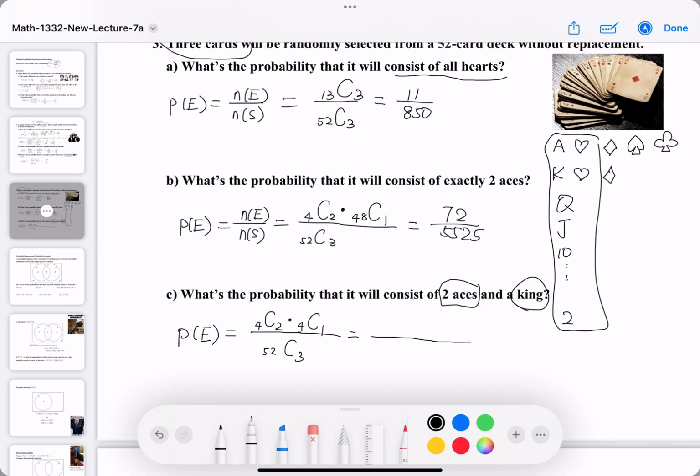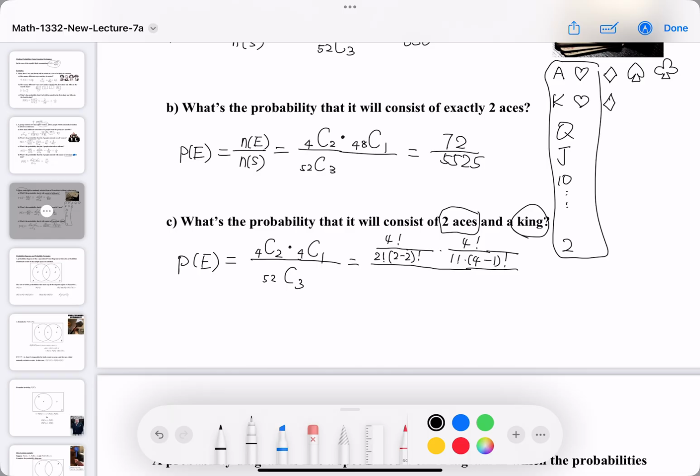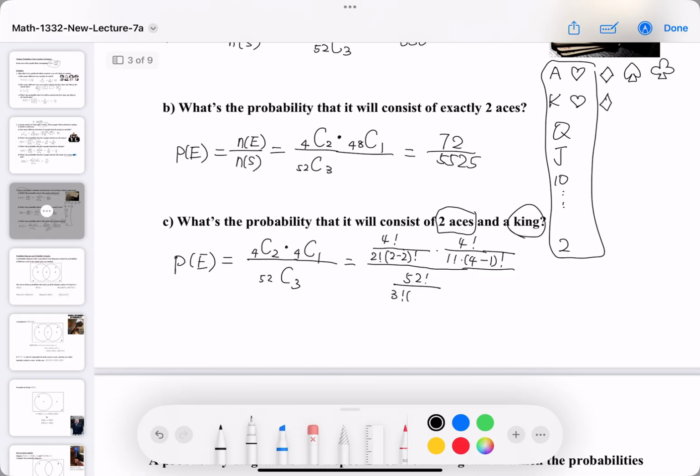It's okay. So what is 4C2? We have 4 factorial over 2 factorial times (4 minus 2) factorial, multiplied by 4 factorial over 1 factorial times (4 minus 1) factorial, divided by, most of you like the calculator, right? So divided by 52 factorial over 3 factorial times (52 minus 3) factorial.